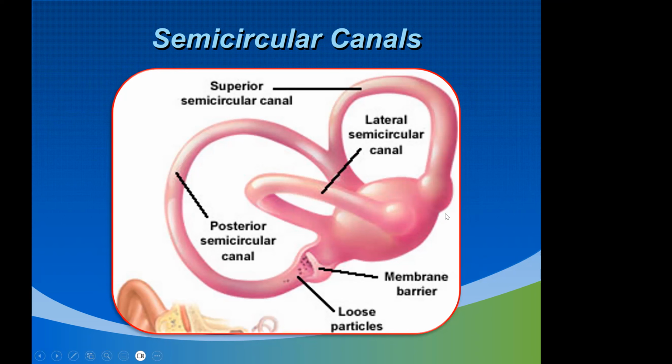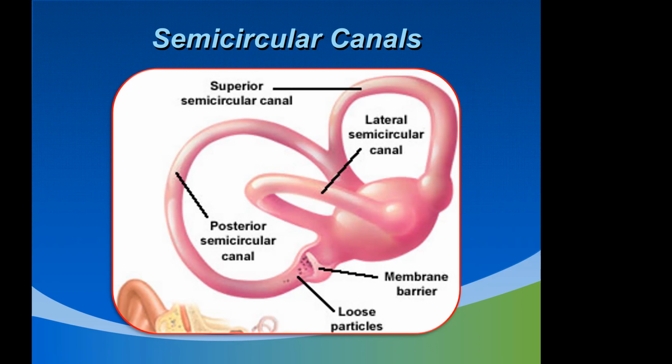A sac-like thing is called the saccule. Before that, there is a bulb-like thing called the vestibule. You can see the bulb and the sac. The bulb is called the vestibule. The sac is called the saccule. And you can see small black dots. These black dots are loose particles called otoliths. They have a lot to do with our understanding of vertigo.